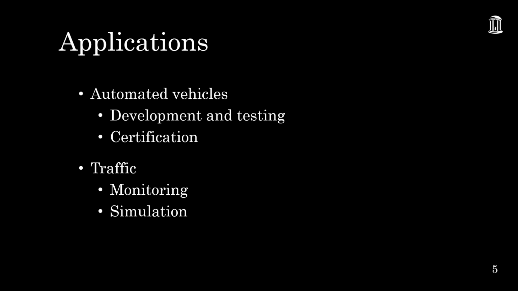However, possible applications are not limited to automated vehicles. We can use it for traditional traffic as well. For example, monitoring traffic for violations, similar to red light cameras. Also, it can be used in simulators to generate traffic that abide or violate some traffic rules, say for accident analysis.